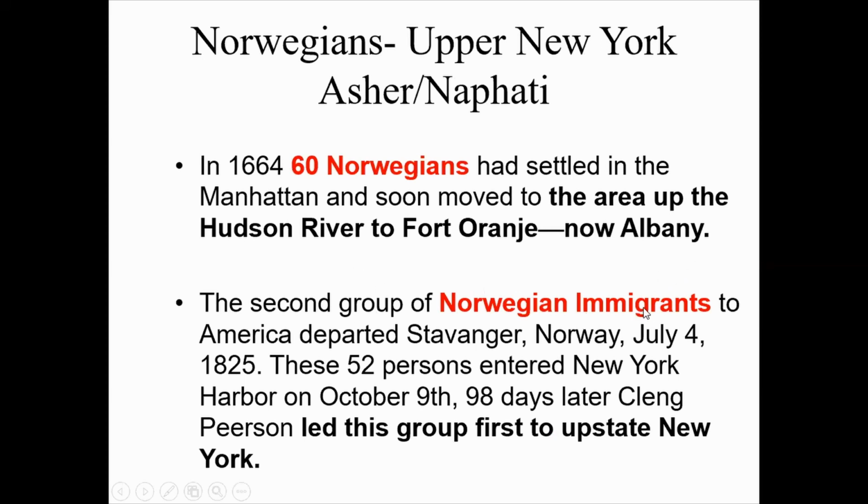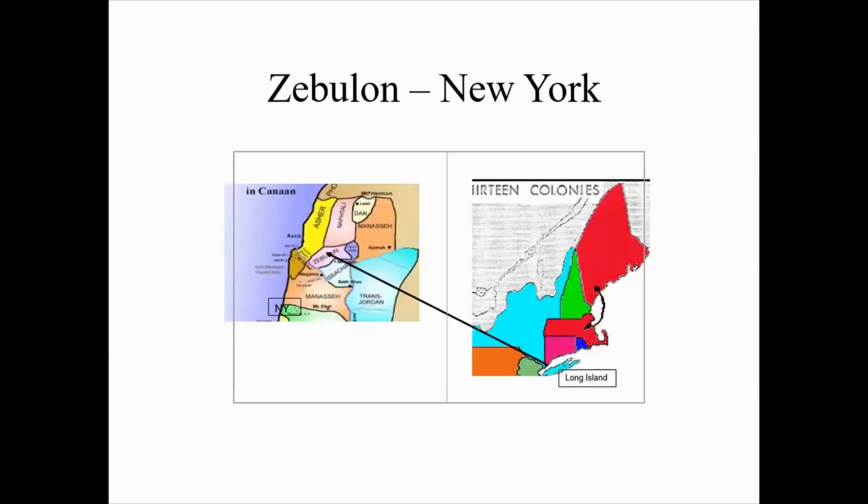The second group of Norwegian immigrants came to America in July 1825. There were 52 of them. They came to the harbor on October 9th. They stayed there for 93 days, and then they moved themselves up to the upper part of New York. How interesting. Now we come to Zebulon.